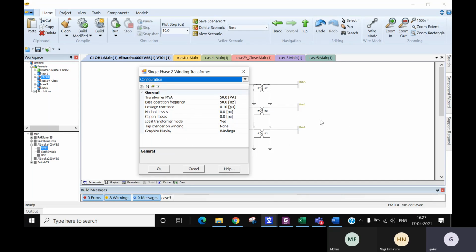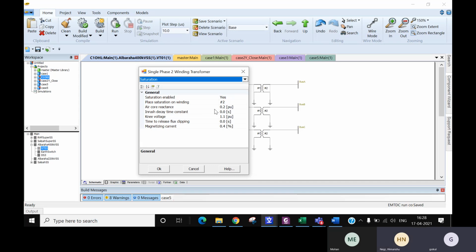There will be some VI characteristics. So the VI characteristics for the voltage transformer, you have to get from them, and you have to give the saturation. So you have to give the saturation to this.